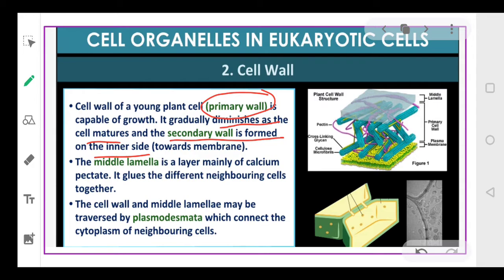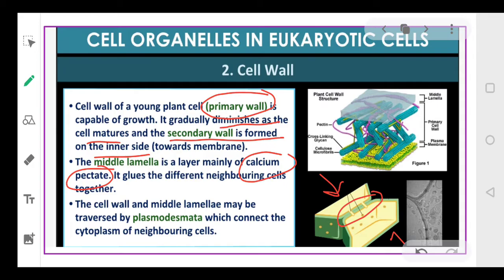Then there is the middle lamella. Middle lamella is basically a layer made up of calcium pectate. This layer glues the different neighboring cells together. Here, your different cells, as you can see in the picture, just look at this picture. This particular portion is referred to as the middle lamella, and it joins the two cells which are present in the vicinity of each other.